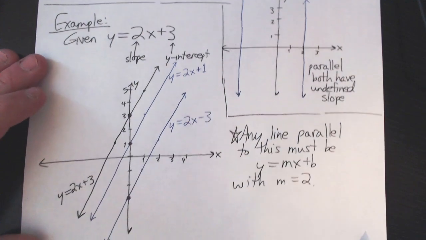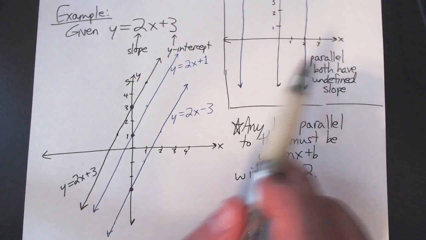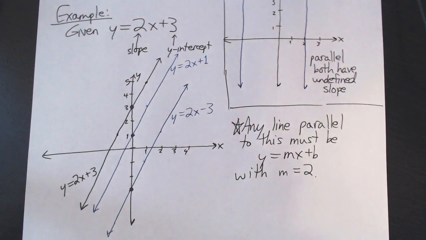So all 3 of these lines are parallel to each other. They all have the same slope, and they will all never touch each other. They never intersect each other. So if you have a question about parallel lines, I guess the most important thing to remember is that parallel lines have the same slope, unless they're vertical. If they're vertical, then we just say they both have undefined slope.